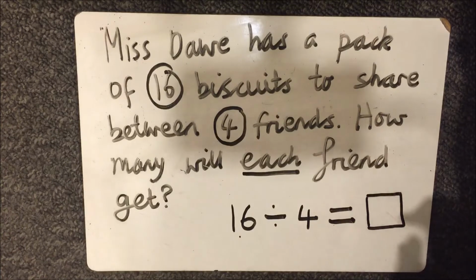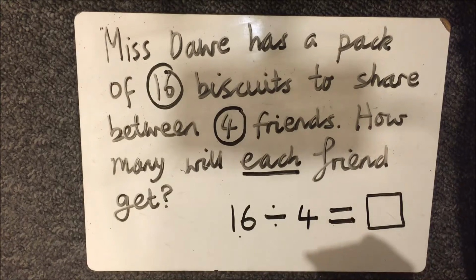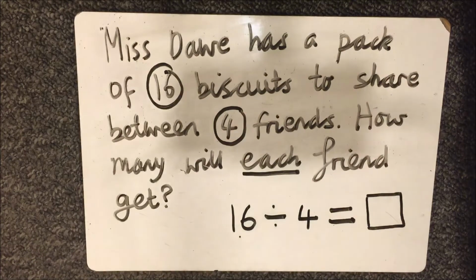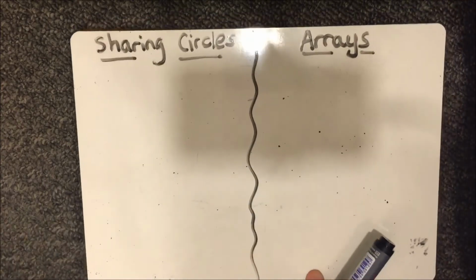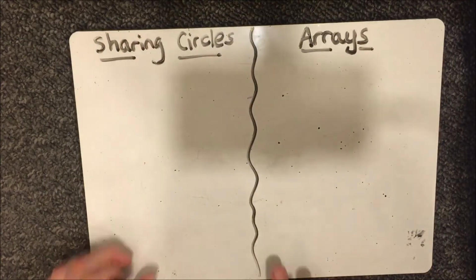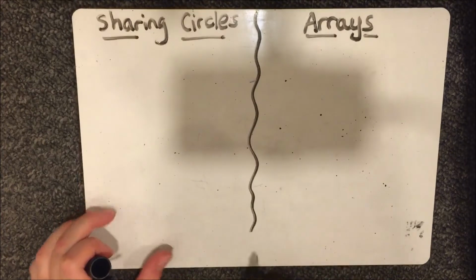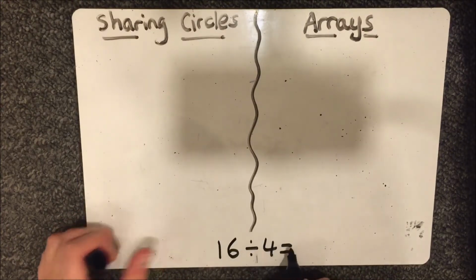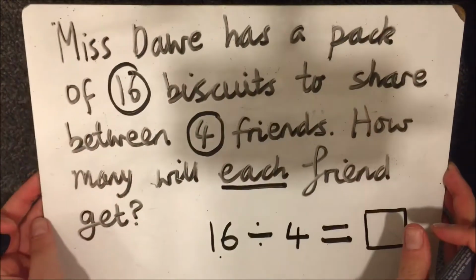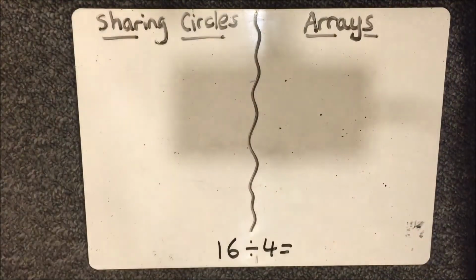Some of you might know the answer, but it's also important to know how we get there, the different methods. So when we divided by 3, what did we do to help us divide? Think back. I'm going to show you my first method that we used last time. So we used sharing circles and arrays. So I'm going to write at the bottom 16 divided by 4, as that was our number sentence that we need to solve Miss Dawe's biscuit word problem.